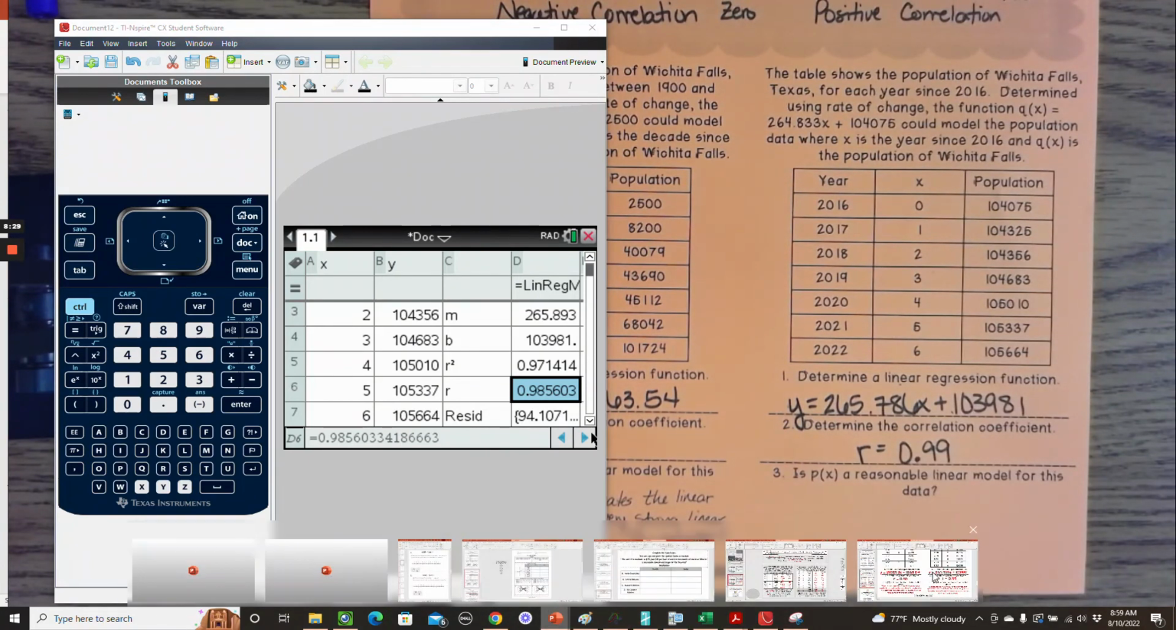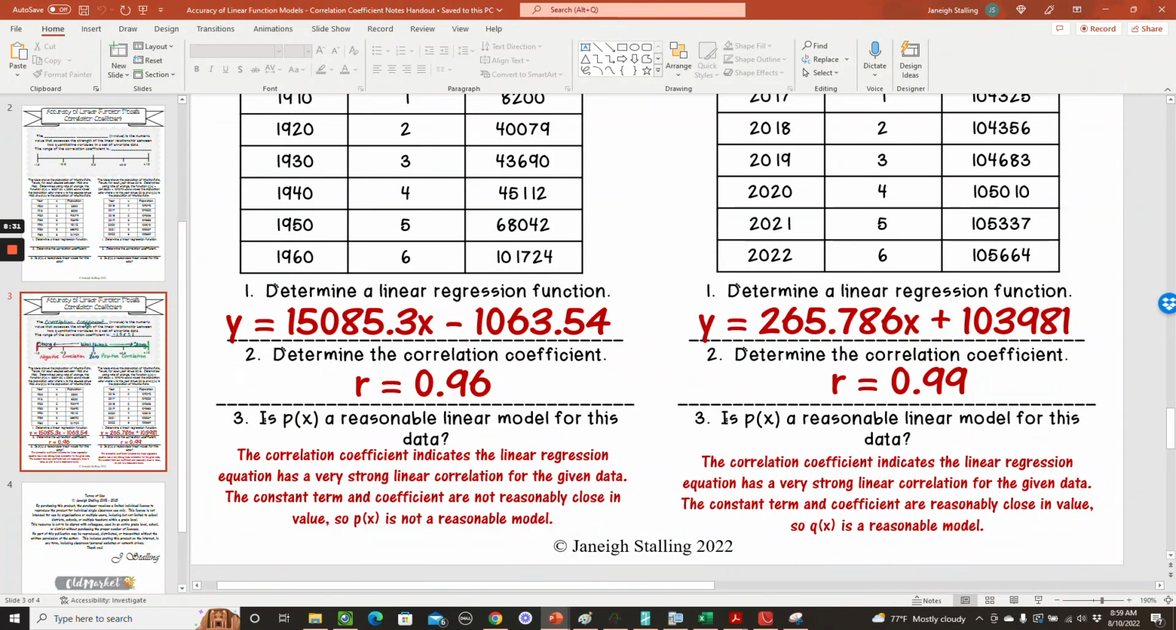So again, I'm going to pull up this answer key for you. You're more than welcome to pause this video right now if you need to write this information down, and then we can discuss it. But the correlation coefficient indicates the linear regression equation has a very strong linear correlation for the given data. We talked about the constant term and the coefficient are reasonably close in value. And so in this case, Q of X is a reasonable model.